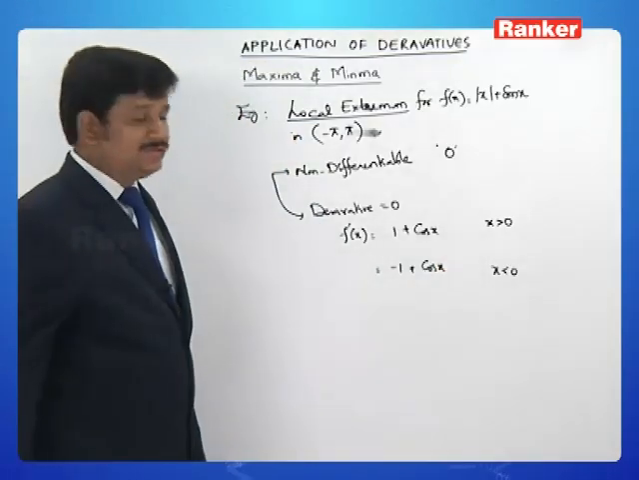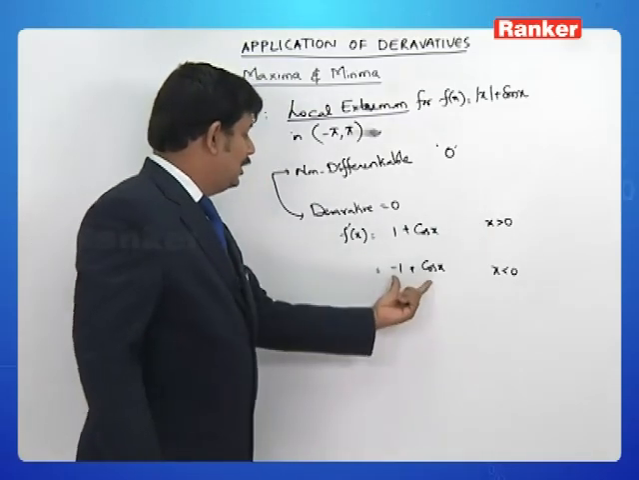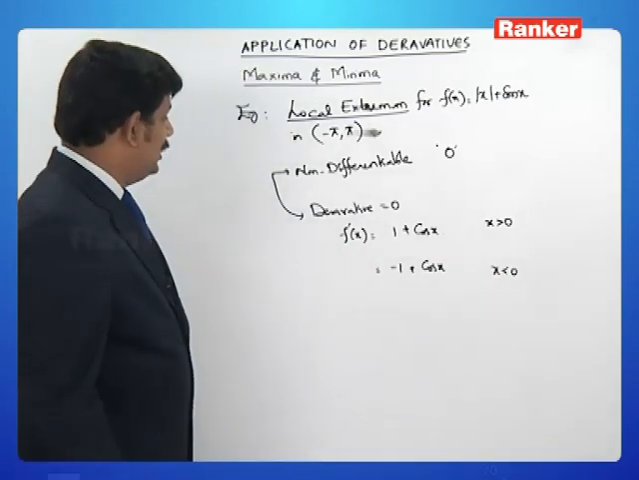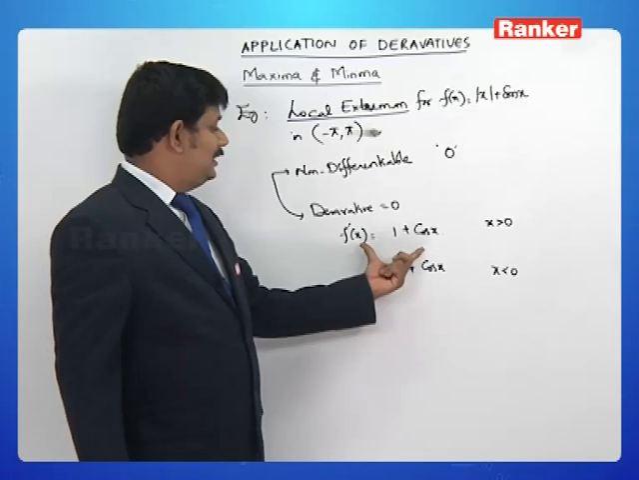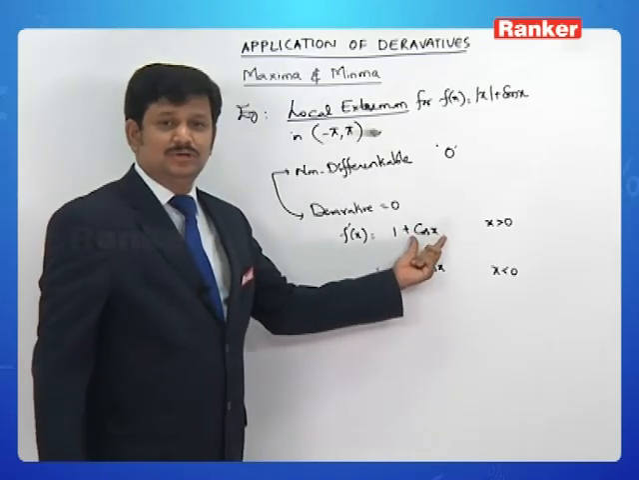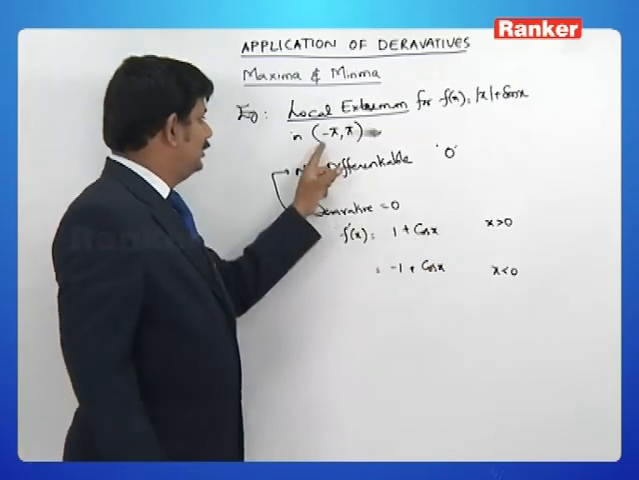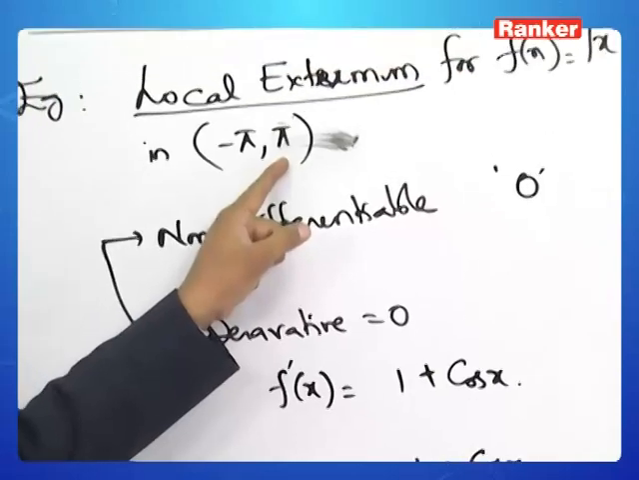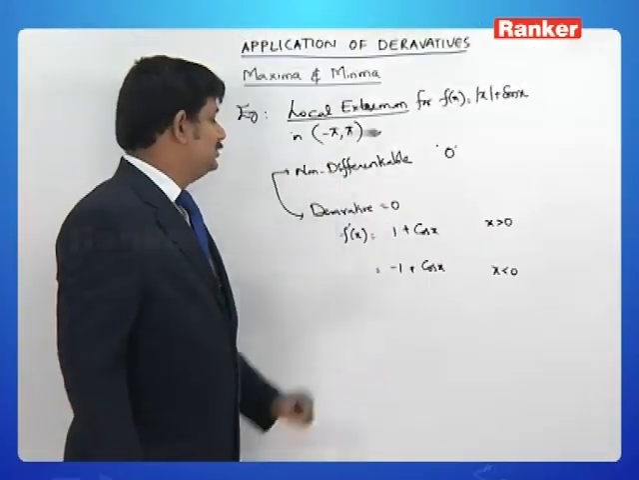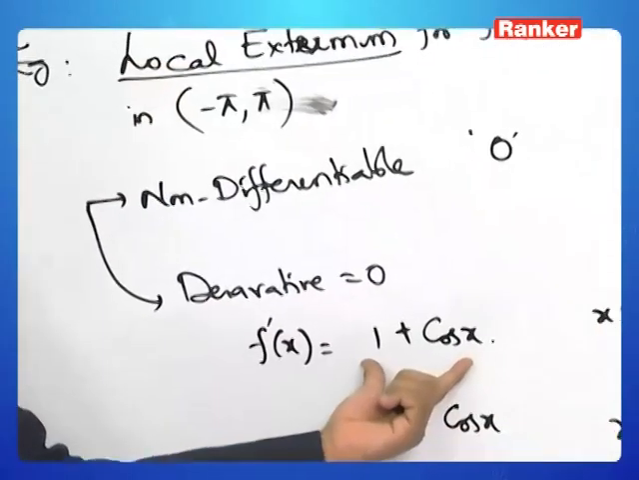So f dash of x is equal to 1 plus cos x whenever x is greater than 0, or minus 1 plus cos x whenever x is less than 0. Let us see when this derivative is equal to 0, that is when cos x is equal to minus 1, and cos x is equal to minus 1 nowhere from minus pi to pi. Cos pi is minus 1, but pi is not included as a part of our discussion. Nowhere else is 1 plus cos x equal to 0.